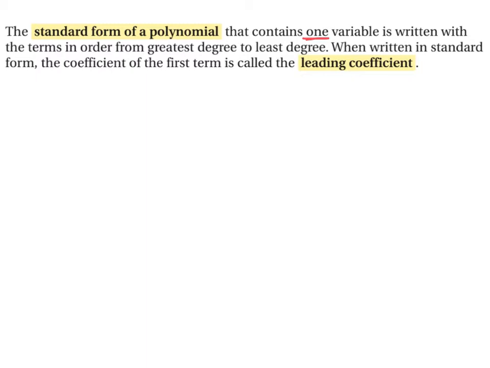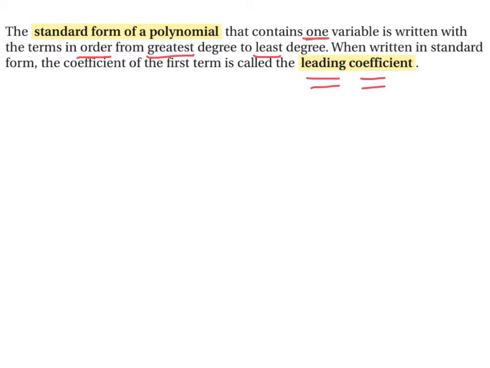And to put it in standard form, we simply list the terms in order from greatest to least in terms of degree. So we start with the highest degree and work our way down to the lowest degree. When you're all done writing it in standard form, the number out in front of the first term, that's called the leading coefficient. So let's take a quick look at some polynomials.